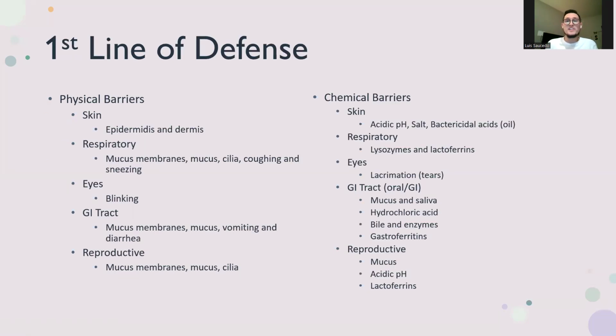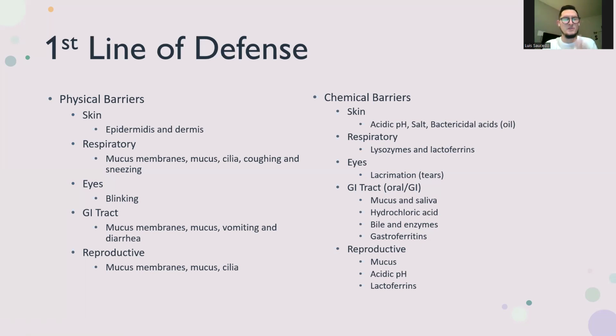Okay, so the first thing is first line of defense. That's everything that helps keep microbes out of our body to begin with. So that includes physical barriers such as skin, respiratory system, the eyes, GI tract, reproductive system, and also chemical barriers associated with those organs and those tissue types. I broke it down like this because it's going to be more relevant when I start doing the practice cases. But if you don't have something similar to this, I would recommend you breaking down skin physical barriers and skin chemical barriers, respiratory physical, respiratory chemical, etc.